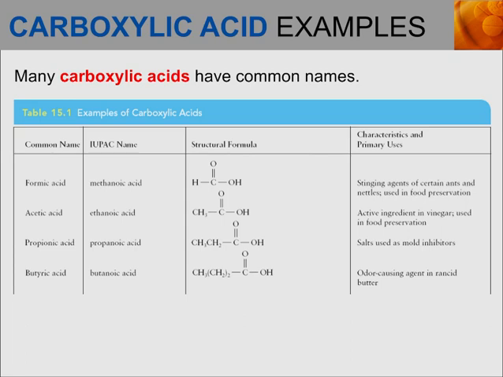Propionic acid is used as a mold inhibitor. And then butyric acid is that chemical that's responsible for the bad smell that butter gets when it goes bad. So if you've left butter out for too long and it smelled bad, that odor was caused by butyric acid. So we'll talk more about naming later on, but I just wanted to show you some examples.